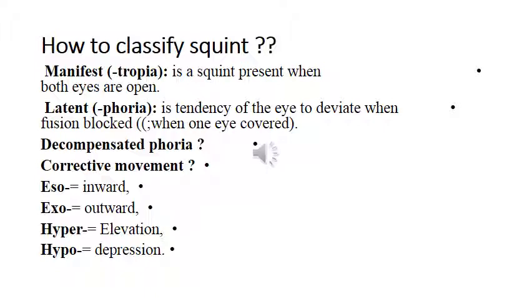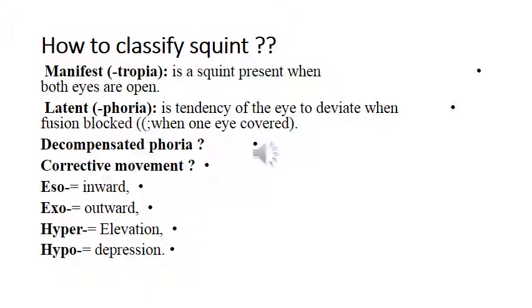What I mean with corrective movement, while I'm testing for phoria, both eyes are fixating and open. We will close one eye. Behind the cover, one eye will deviate. This closed eye will deviate. This is phoria. When I remove the cover, the eye will return to primary position. This is the corrective movement.